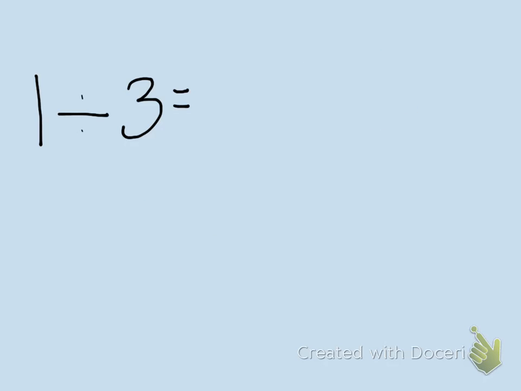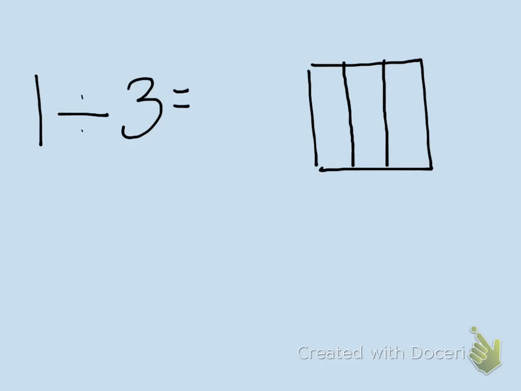Okay, let's take 1 new cracker, only this time I'm splitting it evenly between 3 people. So think to yourself, what might I need to split this cracker into in order for each of the 3 people to have an equal part? So I'm going to split it into thirds.